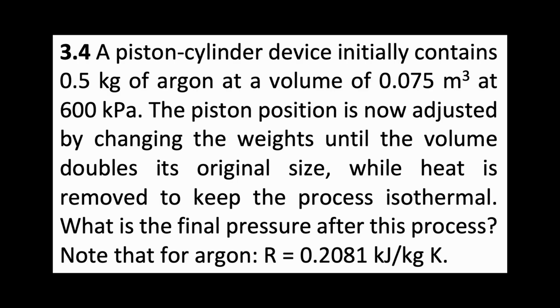So we already know that V2 should be equal to twice V1, while heat is removed to keep the process isothermal. So we know now that T2 is equal to T1. What we need is the final pressure after this process, and we are given the gas constant for argon.